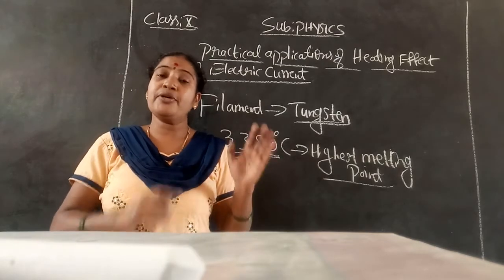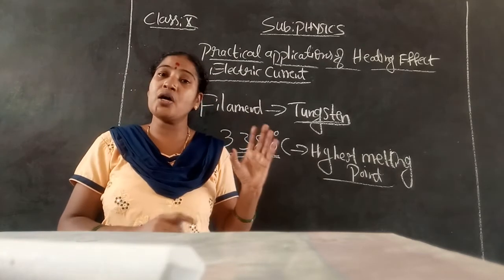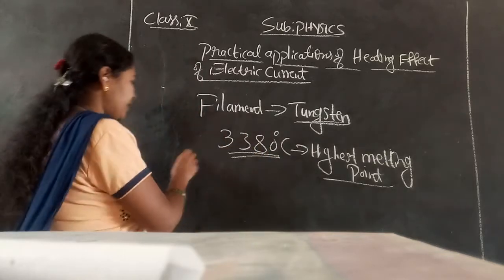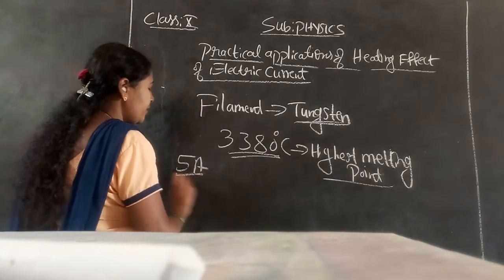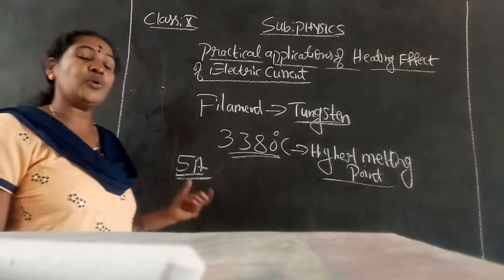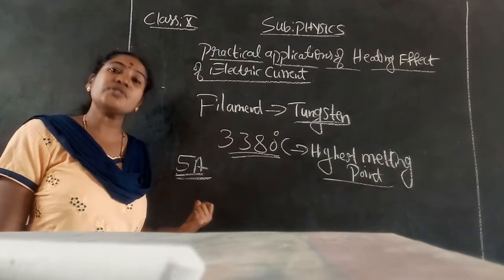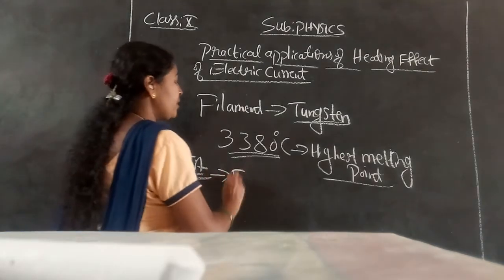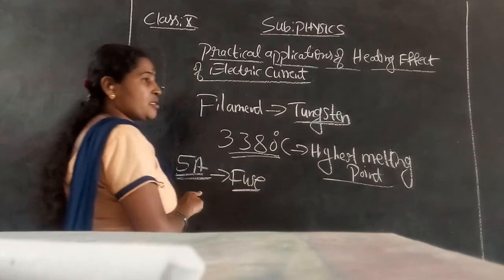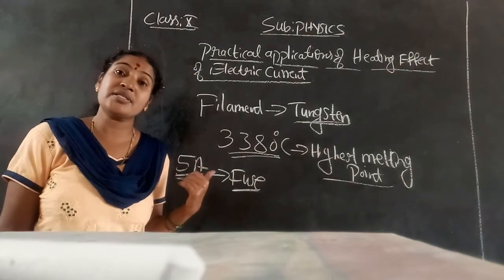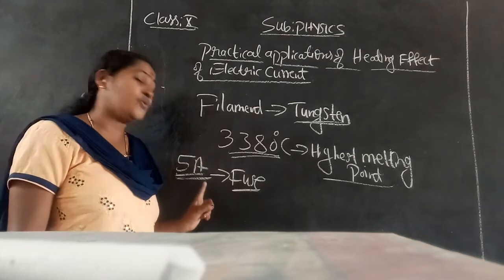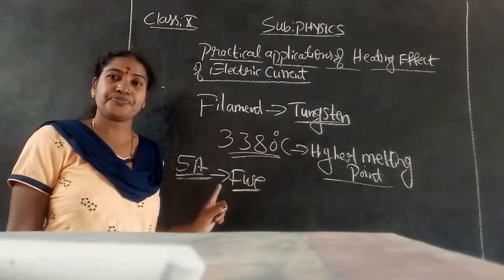For example, for your domestic purpose, the allotted load is 5 amperes of current. The government has sanctioned 5 amperes of current load for you. It means we have to use a 5 ampere fuse only. We can't use a 3 ampere fuse. In the same way, we can't use a 10 ampere fuse also. We have to use a 5 ampere fuse only.